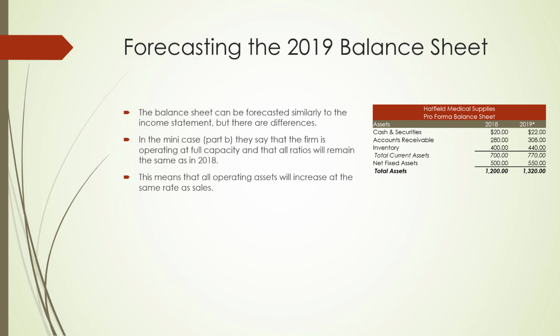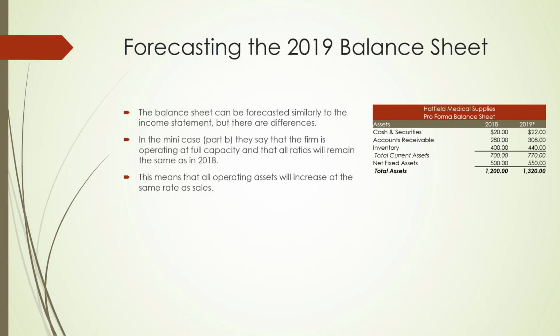So in Part B, they tell us that the firm is operating at full capacity and that all ratios will remain the same as in 2018. Now, let me point out that this operating at full capacity assumption is a code word that's very often used in textbooks to suggest that your fixed assets will increase at the same rate as sales. Now, in most cases, that's not a good assumption because if a firm expects sales to rise by 10%, they don't go out and acquire 10% more fixed assets.